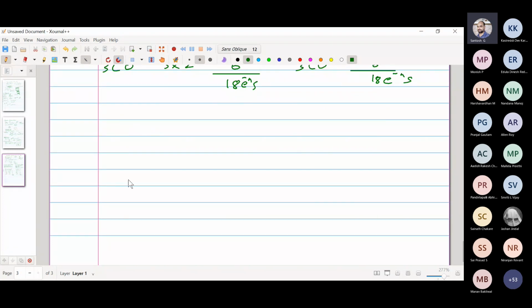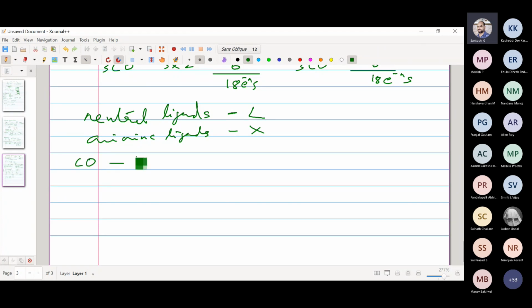Now quickly I want to tell you about ligand types. Neutral ligands are represented as L, and anionic ligands are represented as X. So in that sense, carbon monoxide is an L type ligand, a neutral ligand. Your ethylene is also an L type ligand.